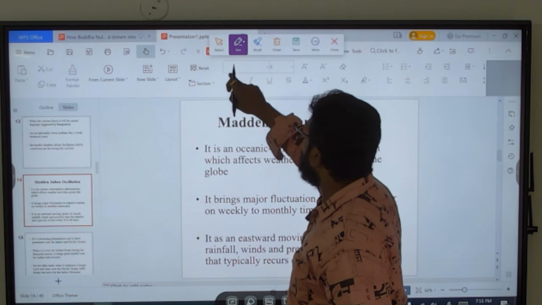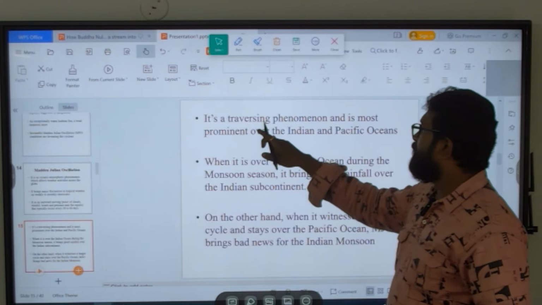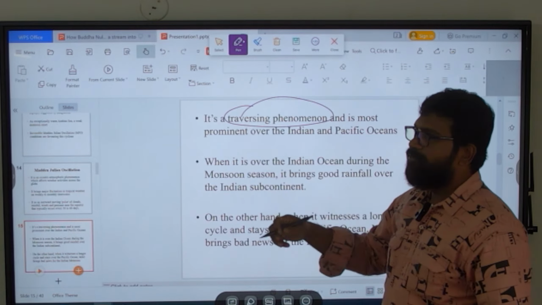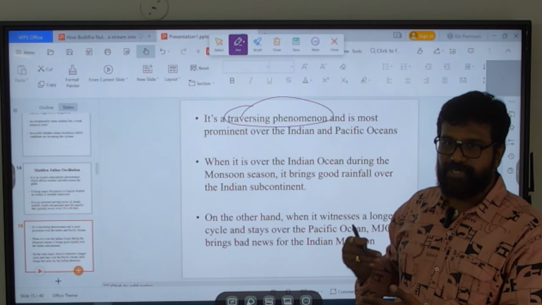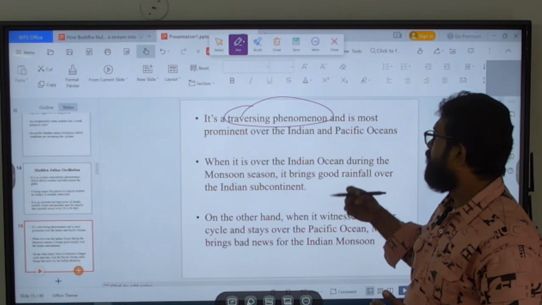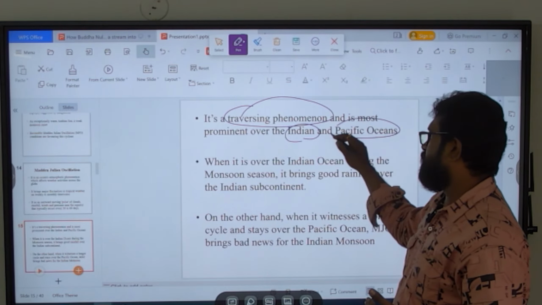Now look at here. You see this. It is a traversing phenomenon. What does this traversing phenomenon mean? From the Indian Ocean to the Pacific Ocean, from the Pacific Ocean to the Indian Ocean. This is the traversing phenomenon and it is most prominent over the Indian Ocean as well as the Pacific Ocean.